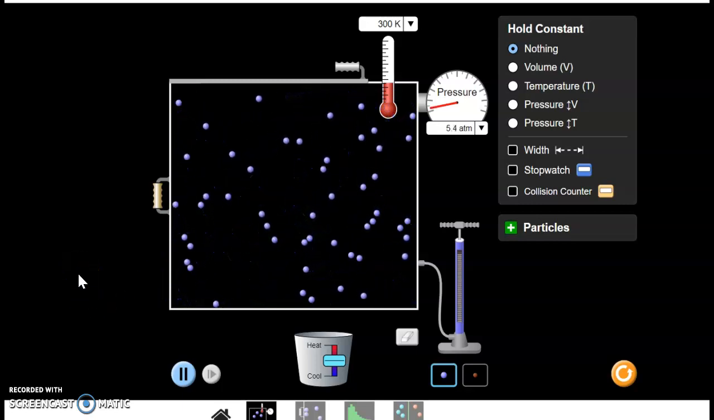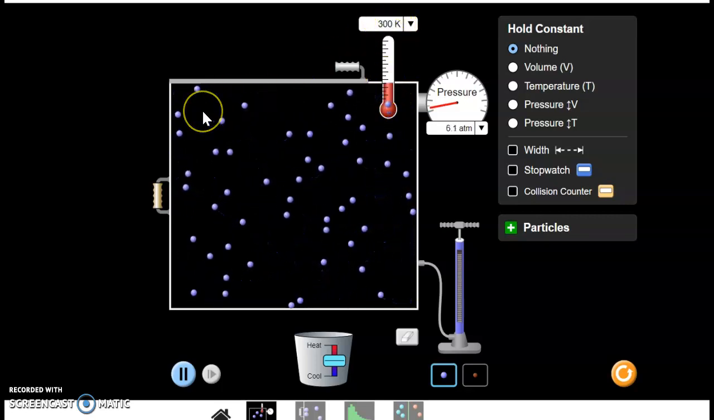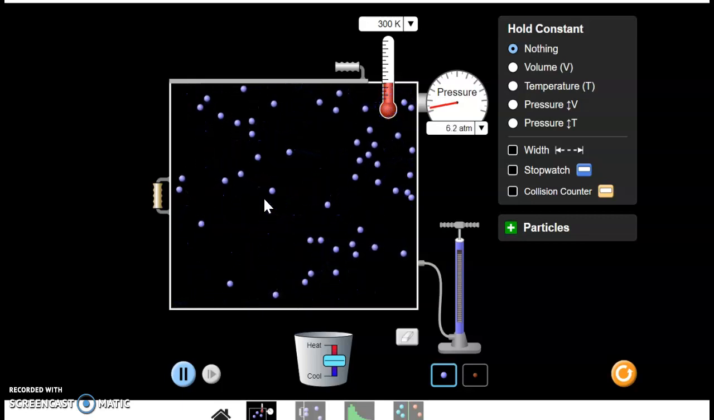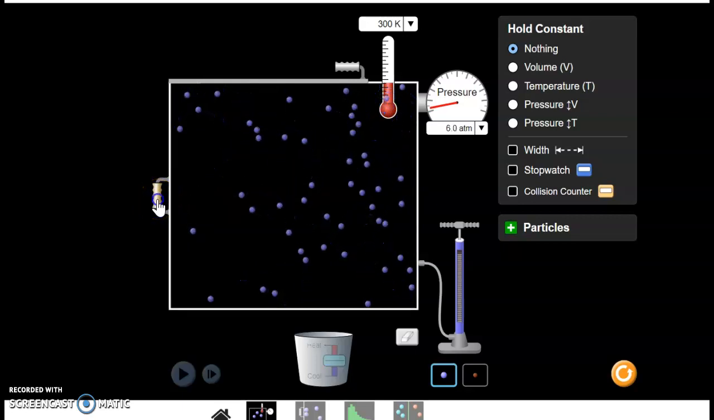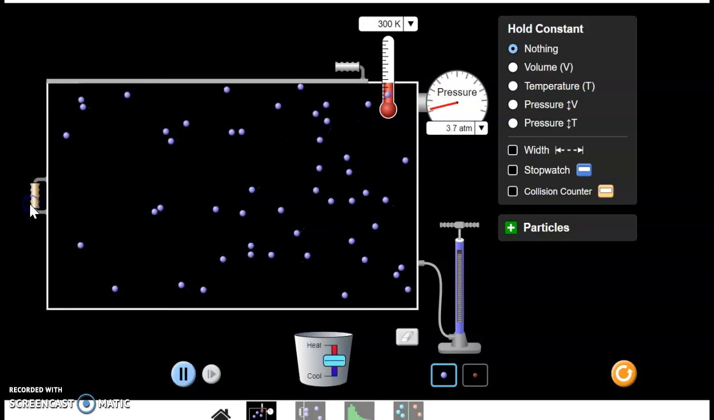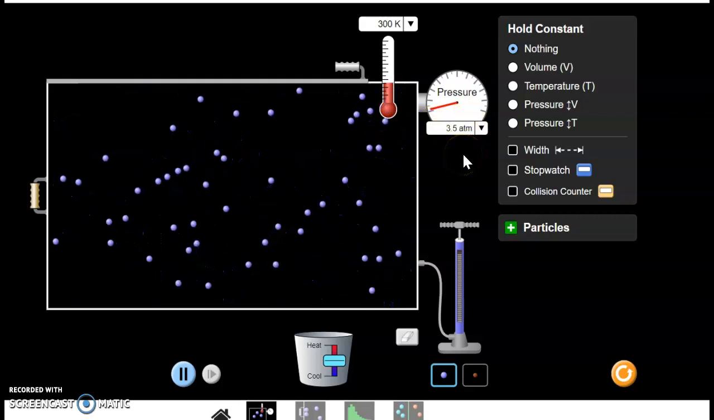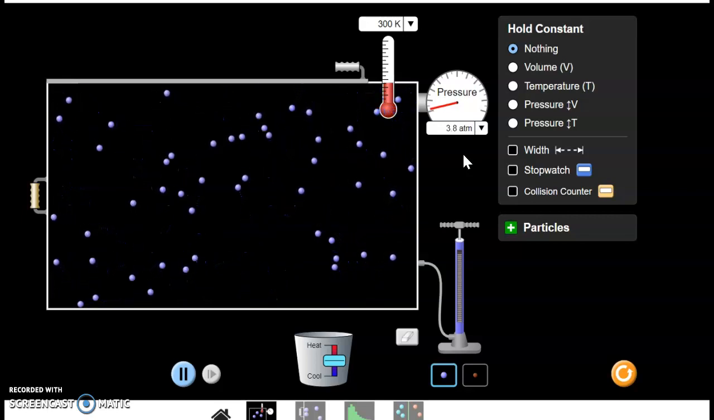Okay, so what we're gonna do is maintain our temperature. Our temperature is 300 Kelvin, and we're gonna maintain the amount of molecules that we have in here. So if we increase the volume, what do you think will change? Take a look. We're going to keep our temperature at 300 Kelvin. Take a look at our pressure. It's about 6 atmospheres. I increase my volume. What happened to my pressure? Looking over here at my pressure gauge, it's now bouncing around 4 atmospheres, whereas before it was 6.